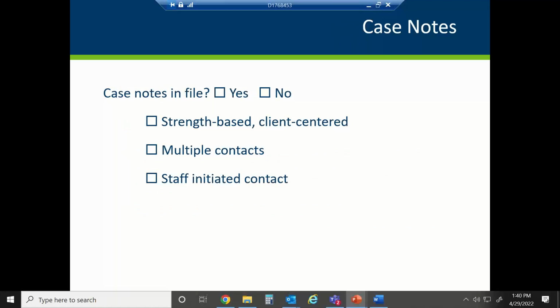Keep in mind that a household can request access to their file, and there actually have been instances where a household file has been subpoenaed by the court. And so when case noting, be clear and concise and avoid interjecting opinions or judgments in the case notes.